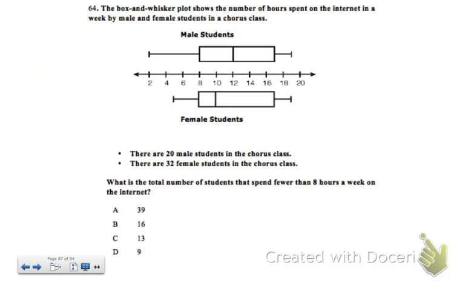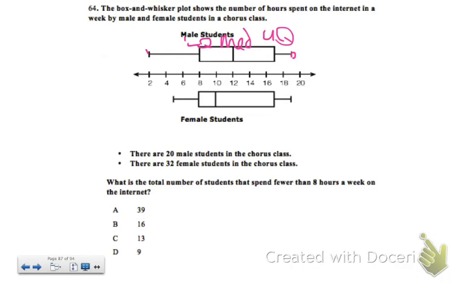Alright, before we do this problem, real quick, I just want to review the parts of a box and whisker plot. So remember, the lowest point, the lowest whisker, is the minimum. The highest point, the upper whisker, is the maximum. The box makes up the lower quartile and the upper quartile, and the line in the middle is the median.